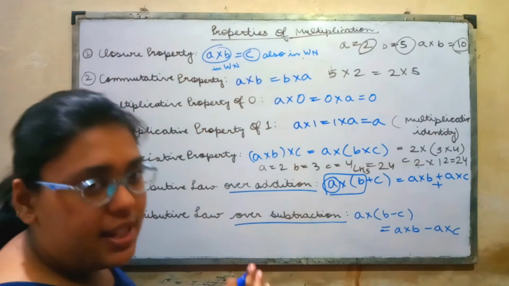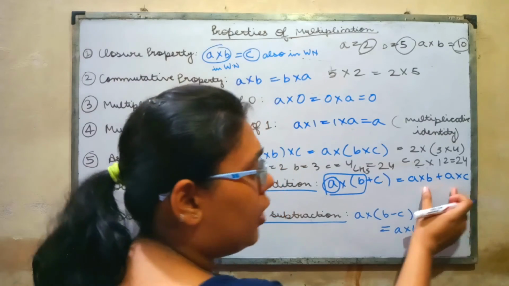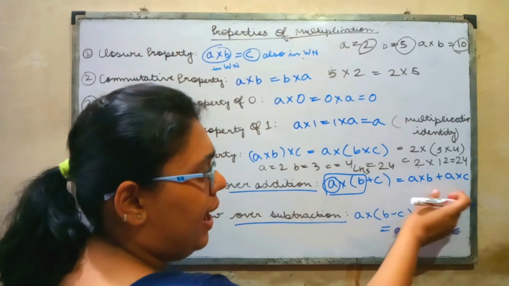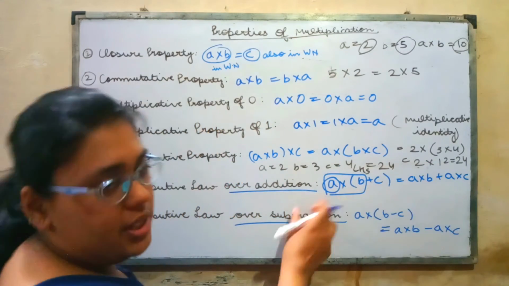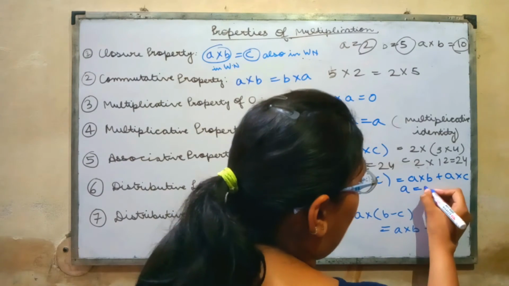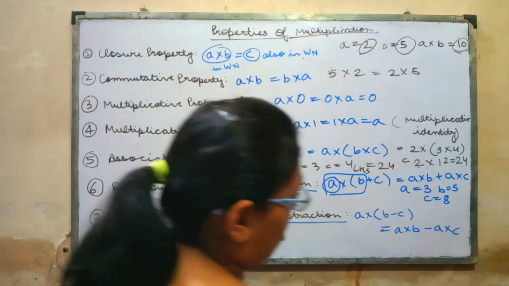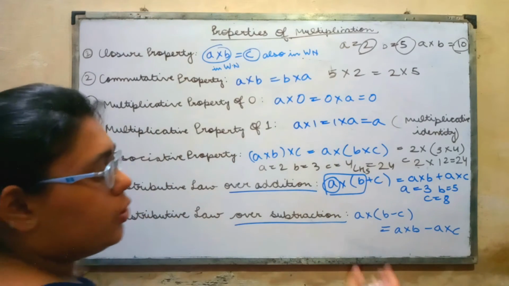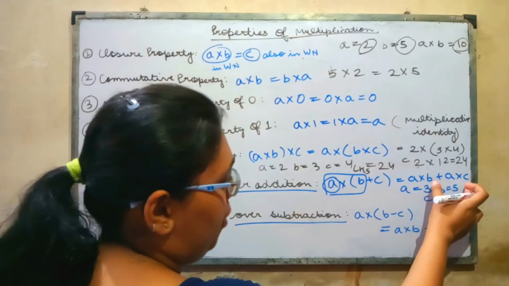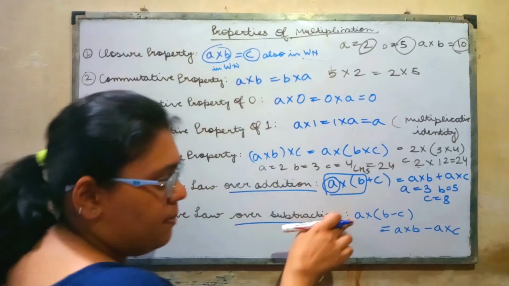It can be vice versa as well. This means that you can first be doing this and then you can change it to this way as well. For example, let's take, suppose A is equal to 3, B is equal to 5 and C is equal to 8. Now here, if you do the multiplication by this process, I think it would be difficult to do. So you can go by this method.